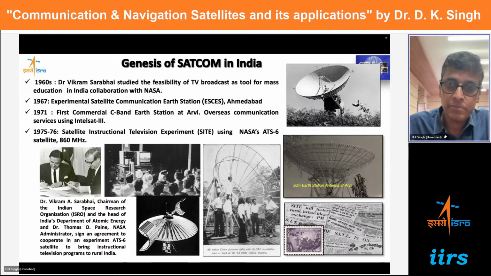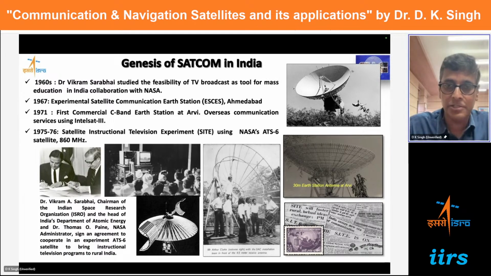The satellite communication history goes as far back as 1960, when Dr. Vikram Sarabhai started thinking about it, and he collaborated with NASA. We did certain experiments where the Earth station was set up right here on this campus in Ahmedabad in 1967. And a very big experiment called SITE, the Satellite Instructional Television Experiment, was conducted in the 75-76 time frame. And this was the first example of DTH.